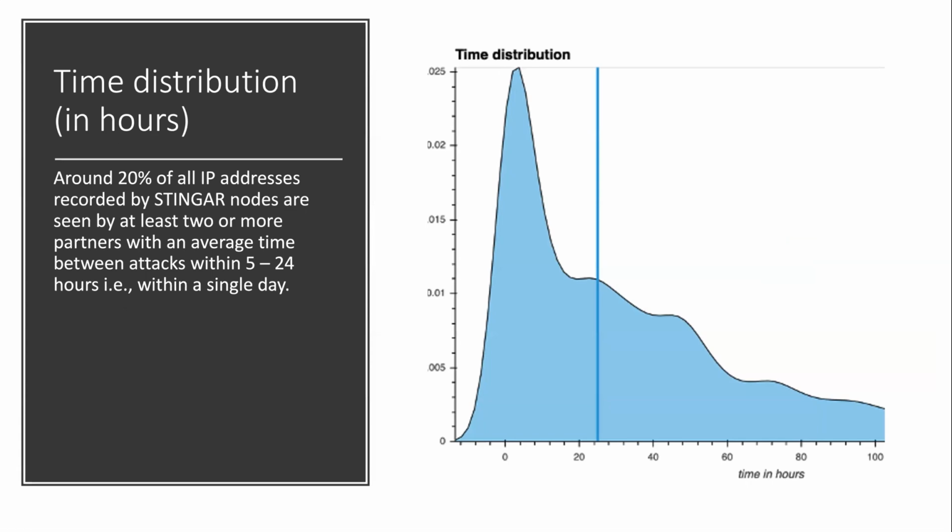So this slide is related to the last slide. It's showing the time distribution in hours within which an attack is seen by another partner. So this is showing a range of 5 to 24 hours, meaning that most of the attacks that were seen by two or more partners were seen within a single day. So this highlights the importance of sharing attacks real time.